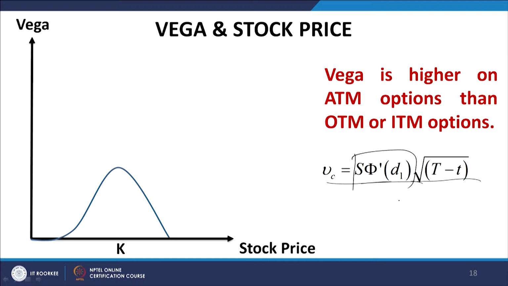As S decreases and the option goes out of the money, again Vega goes to 0, and as the option goes more and more into the money, again Vega tends to go to 0.